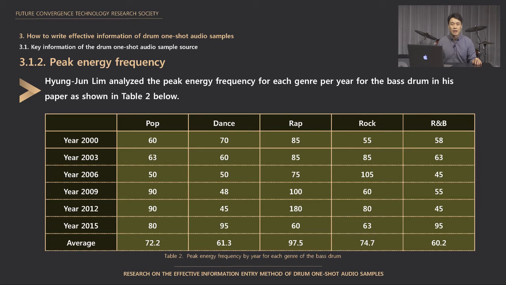And Hyung-Jin analyzed the peak energy frequency for each genre per year for the bass drum in his paper as shown in Table 2. Of course, it is not possible to generalize drum audio samples aimed at a specific genre, because the number of sample sources analyzed in his thesis is insufficient. But it is possible to confirm that there may be differences in peak energy frequency for each sound source.